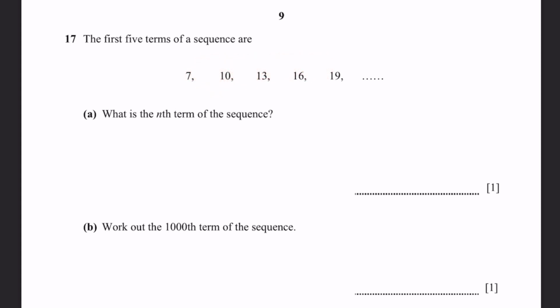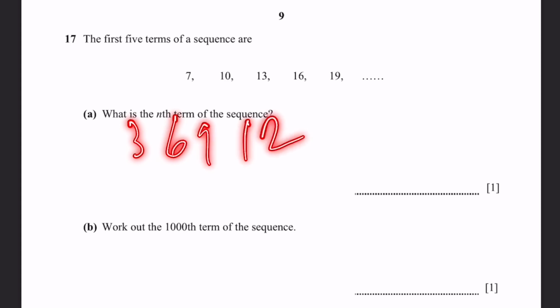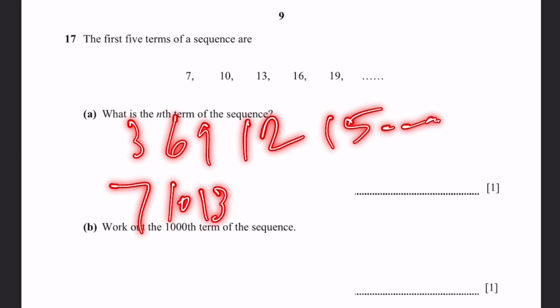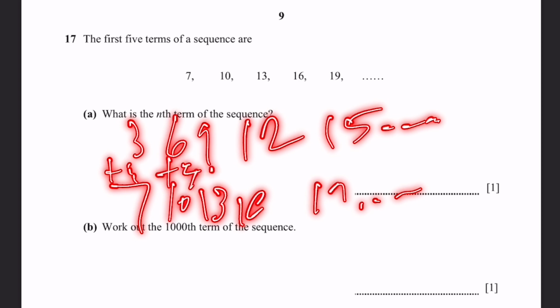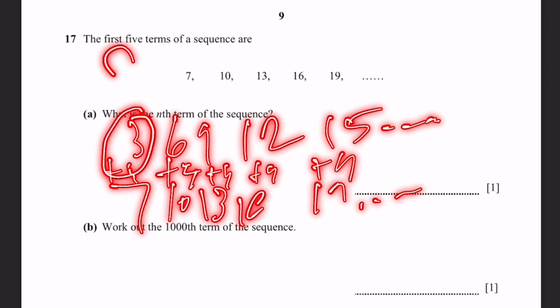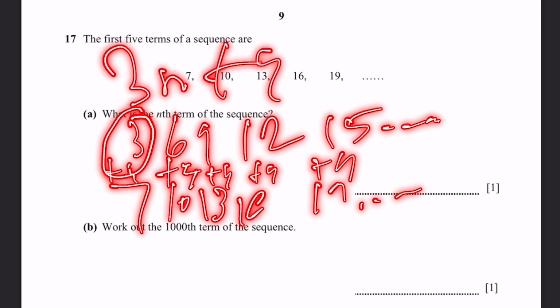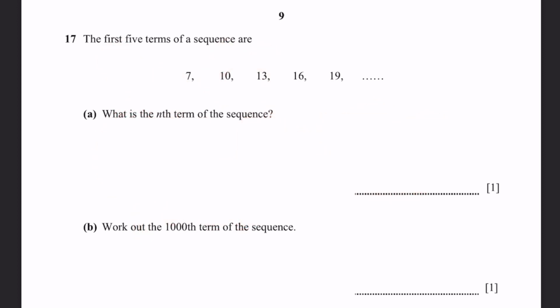So when you add 3, we get the next one. So 3 table is 3, 6, 9, 12, 15, goes on. This one's 7, 10, 13, 16, 19. So when you add 4 to the 3 table, we get this sequence here. That means 3 table is 3n. That means you just add 4 to this. 3n plus 4. That's the answer.